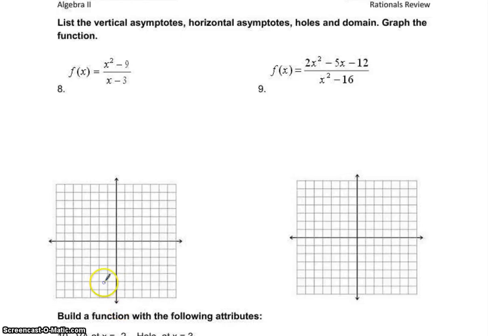The rational review, looking at number 8, we've got a list of vertical asymptotes, the horizontal asymptotes, the holes, and the domain. So we're going to have holes, and then we're going to find vertical asymptotes, and then we're going to find horizontal asymptotes, and then we're going to look at the domain. So I like to start with doing my horizontal asymptote. I have an x squared in the top and an x in the bottom. If the numerator exponent is larger, there is no horizontal asymptote, so there's none.